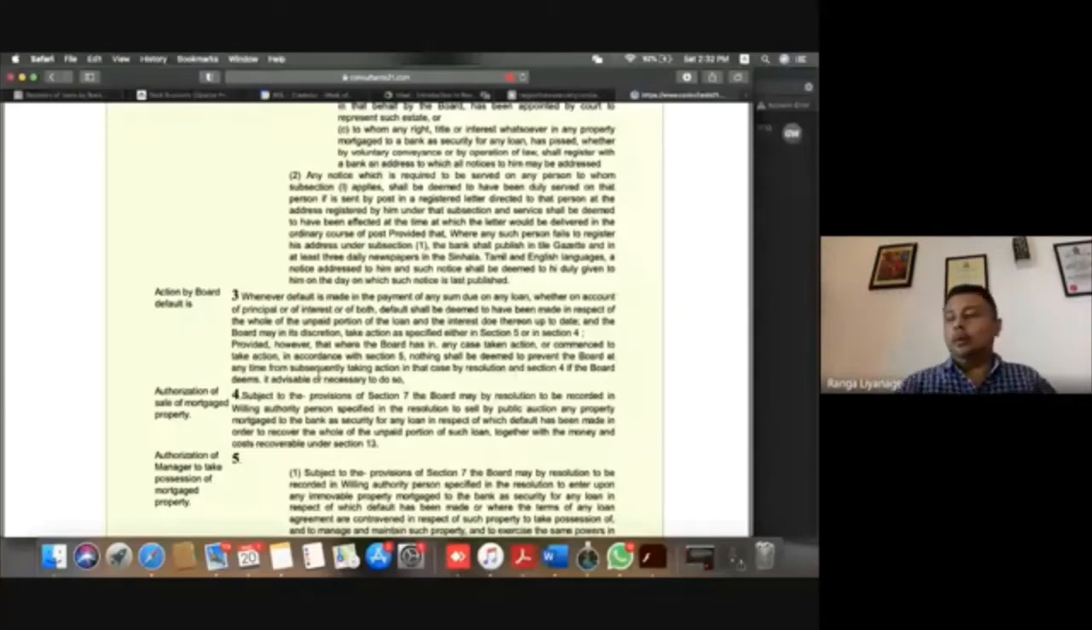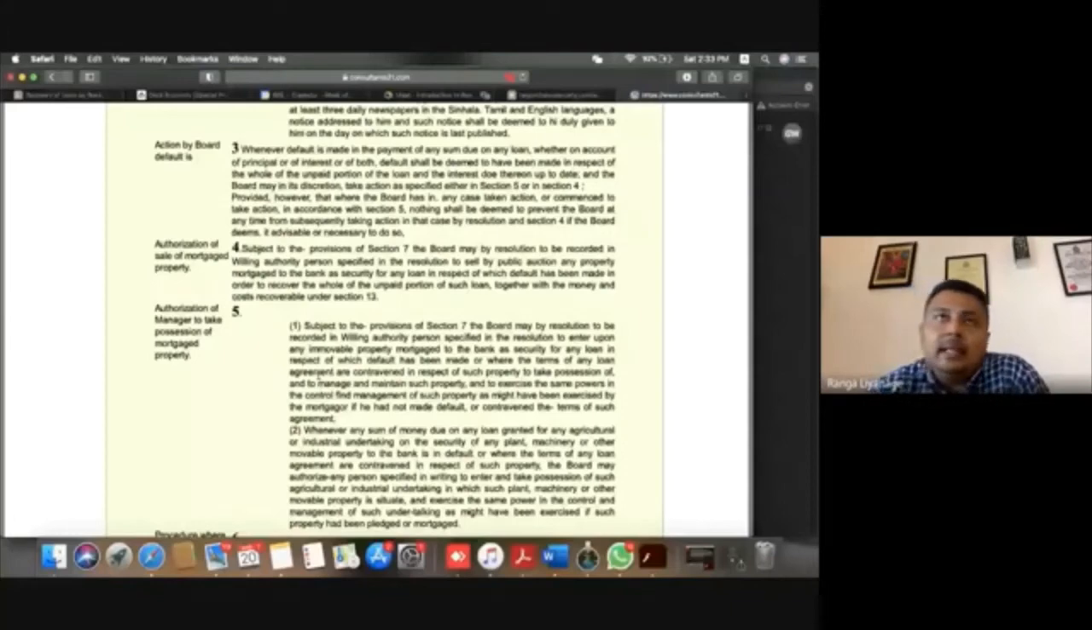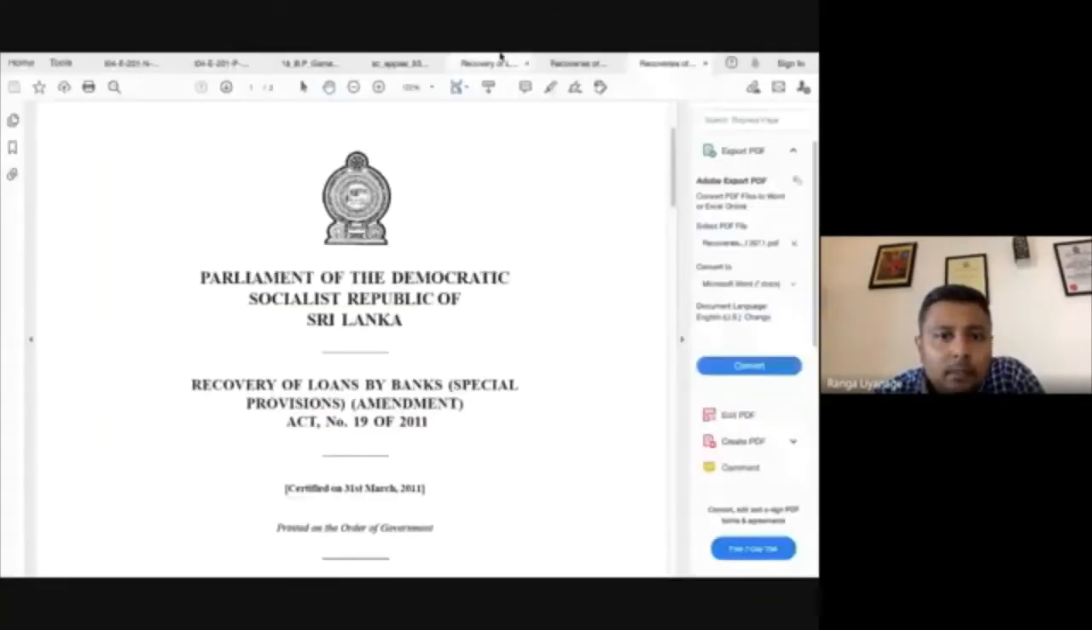So if default is made on the loan, right, either on the principal or interest or both, it shall be deemed that the loan is defaulted on the unpaid portion of the loan, right? The board may, in its discretion, take action as specified in section 4 and 5. However, if the board in any case takes action in accordance with section 5, we'll see what section 5 is. Nothing shall be deemed to prevent the board at any time from subsequently taking action in that case by resolution under section 4, if the board deems it advisable to do so. So just because the board decided to take action under section 5 doesn't mean the board can't take action under section 4. They can do that also. So we'll see what section 4 says, right? We'll see what section 4 says.